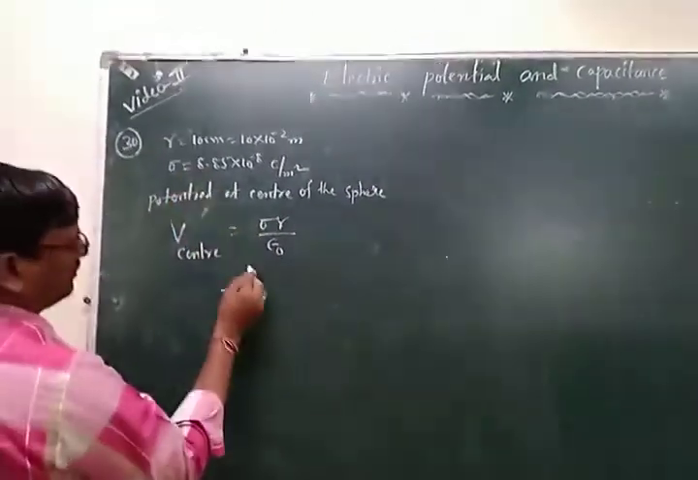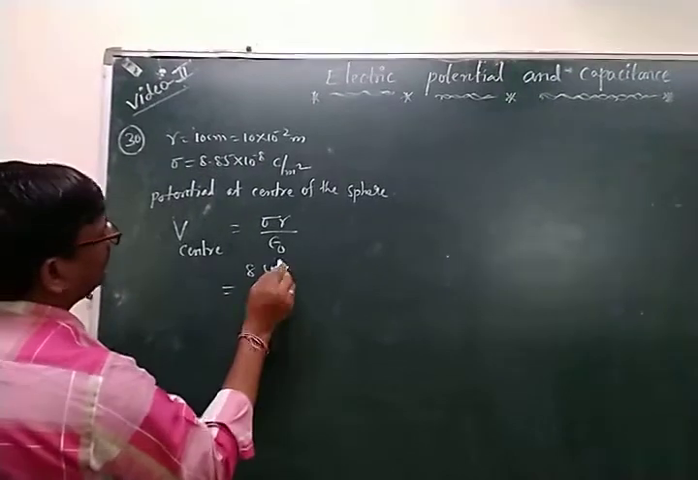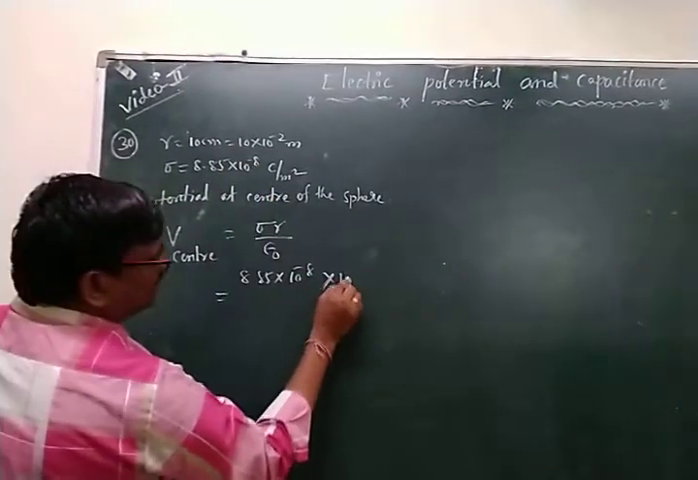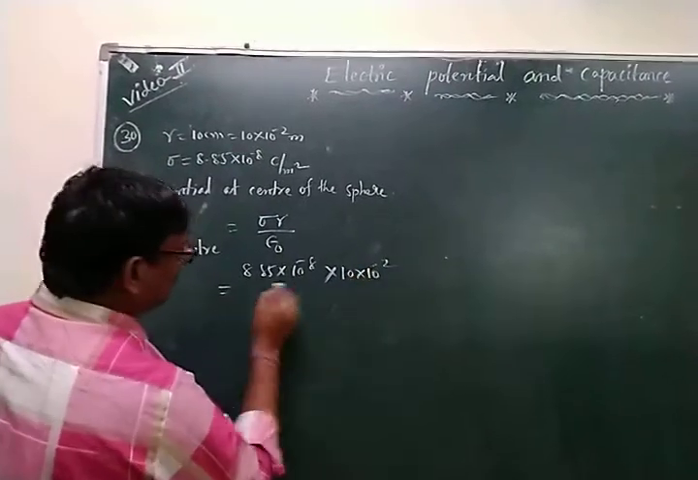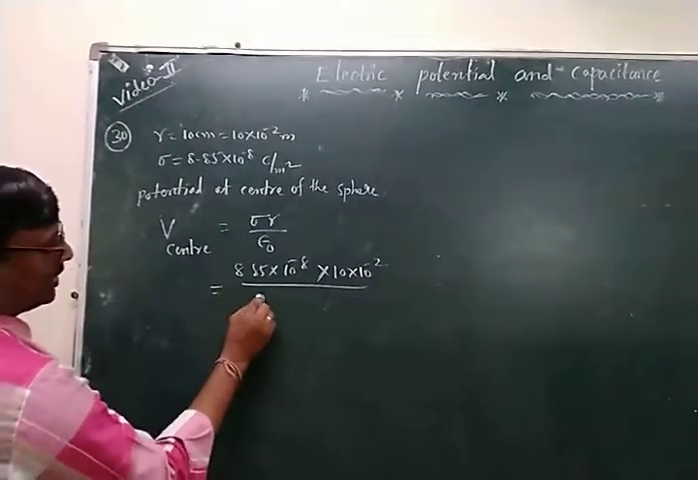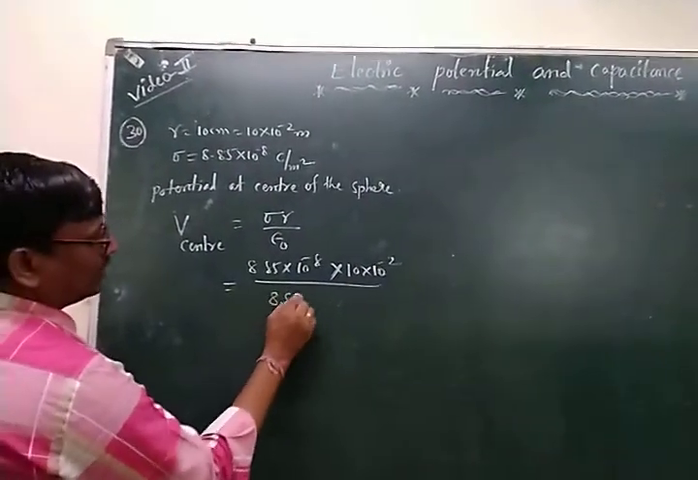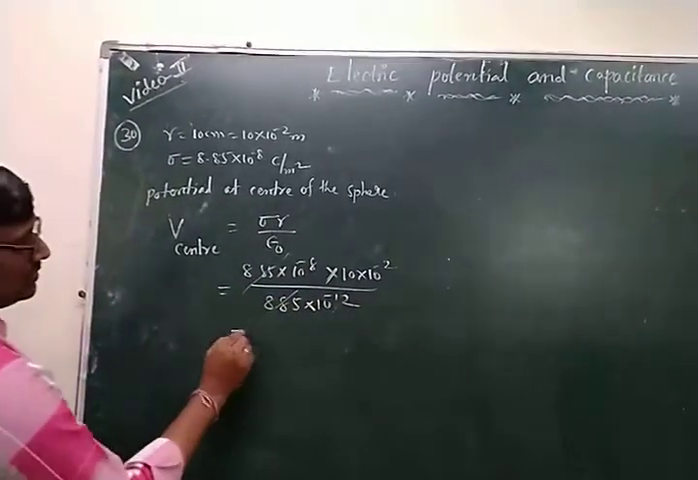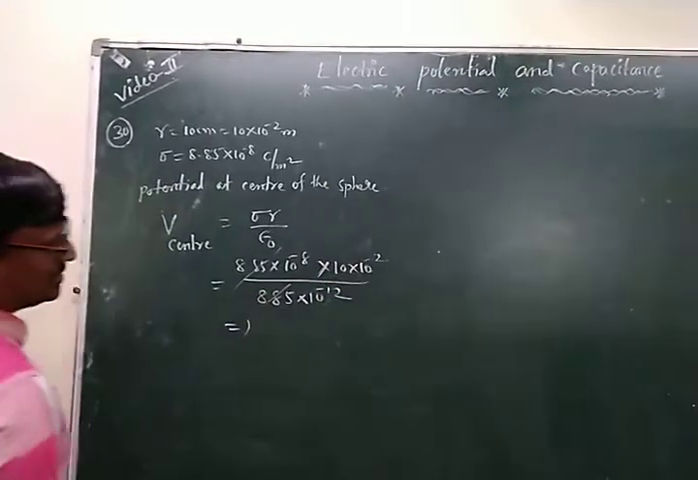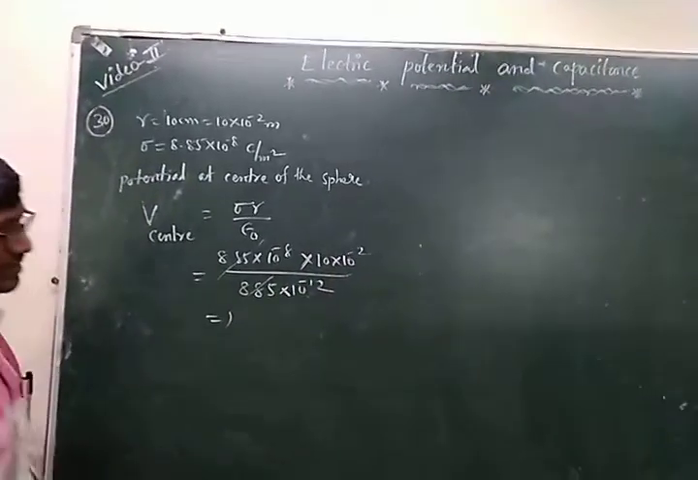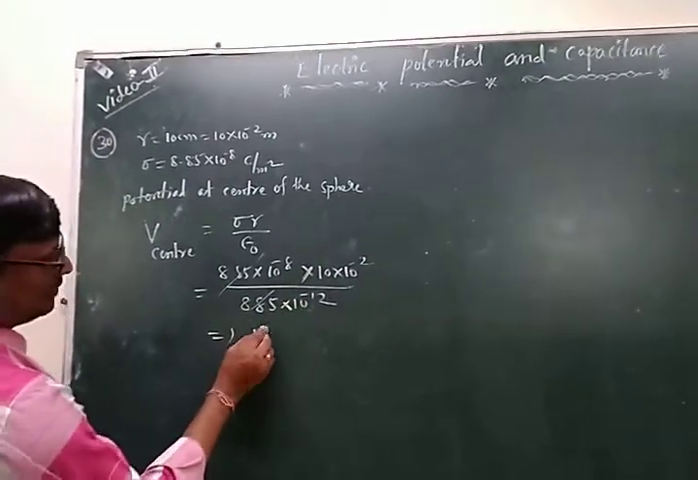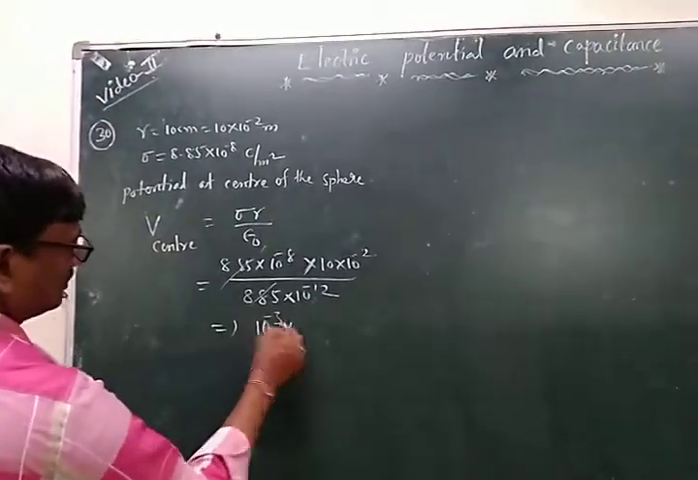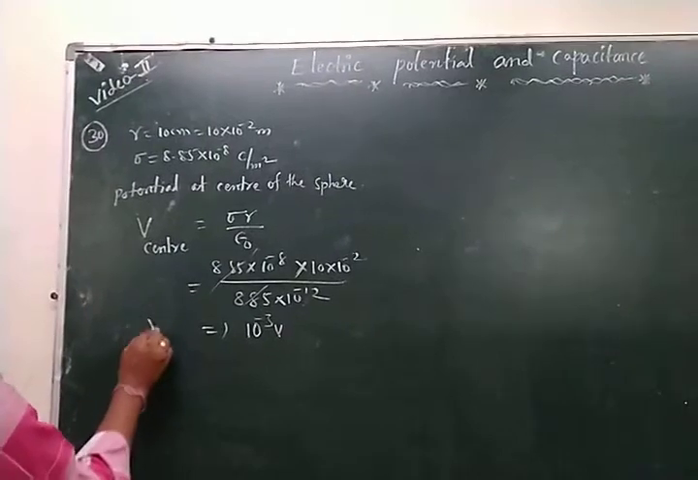Here the sigma is 8.85 into 10 power of minus 8 into r, where r is equal to 10 into 10 power of minus 2, divided by epsilon naught, which is the constant value 8.85 into 10 power of minus 12. Now it cancels. 10 power of minus 10 is taken here as 10 power of plus. The total is 10 power of minus 3 volt. So this is the V center.